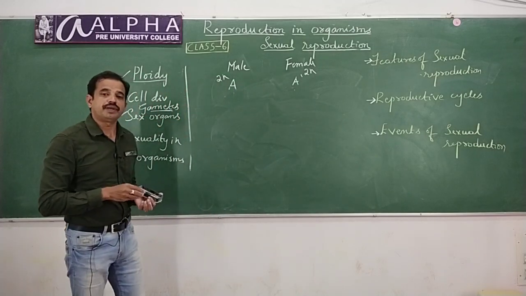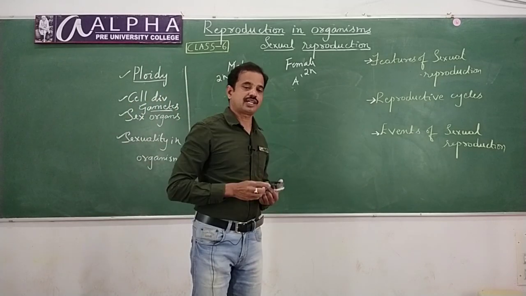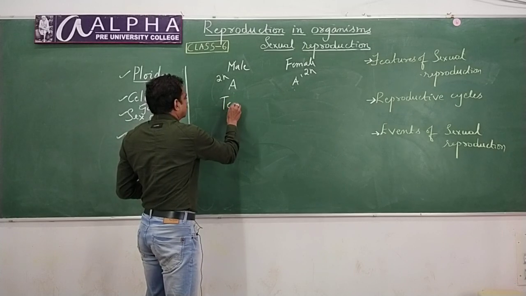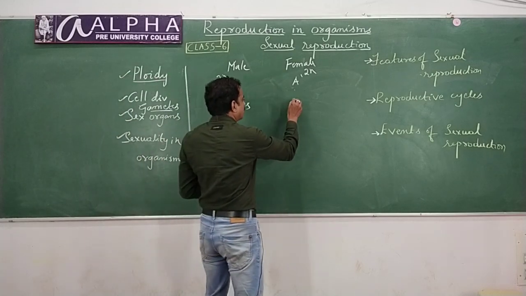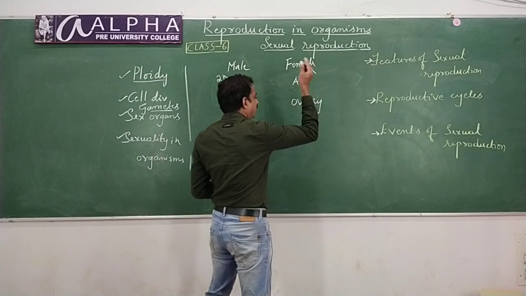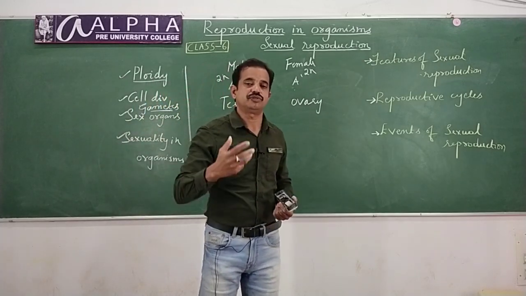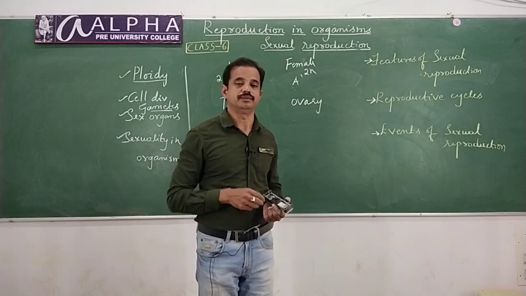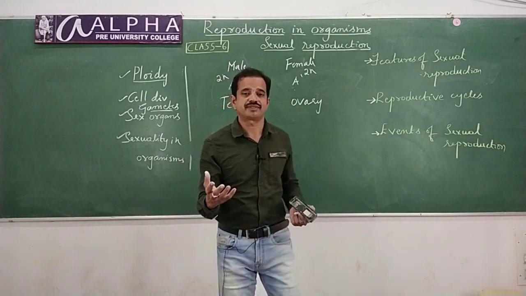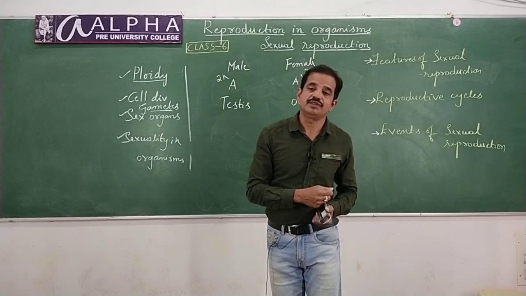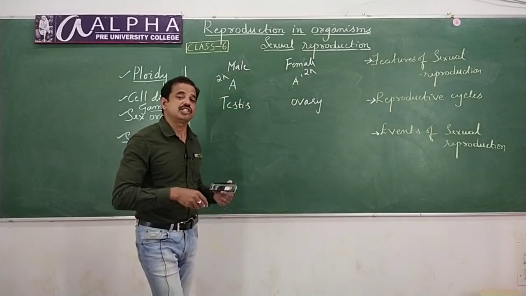The male individual of a species has a sex organ called the testis in animals. The female individual has an ovary. The testis has a special type of cells which undergo meiosis to produce sperm. We call them sperm mother cells. The ovary has special cells which undergo meiosis, which we call ova mother cells, or simply germ cells.